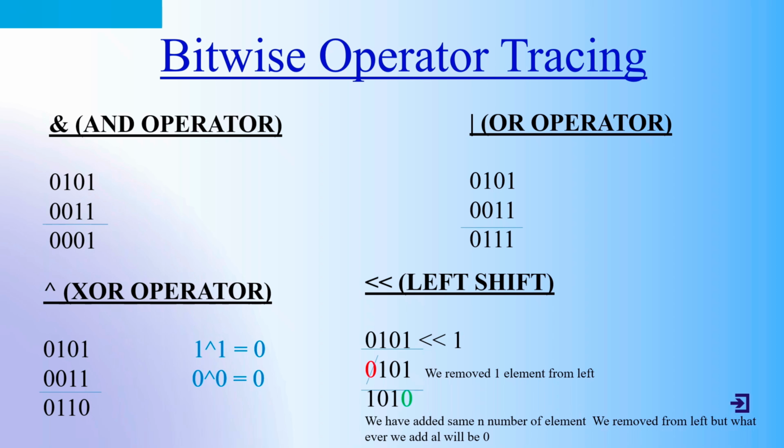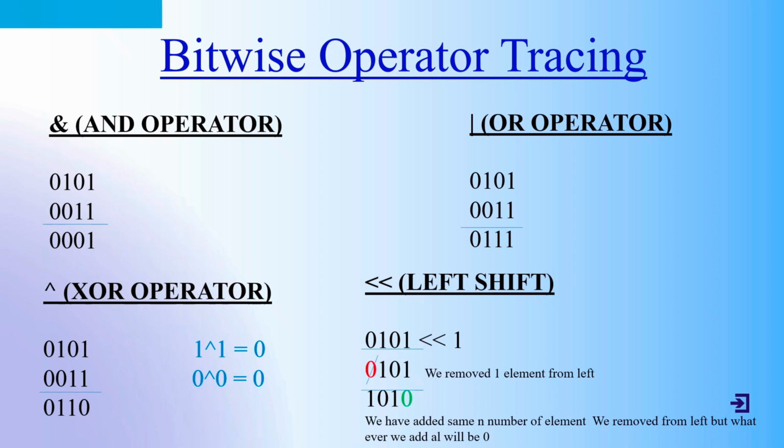In 2 power 1 position, for 5 it is 0, but for 3 it is 1, which is nothing but 0 or 1, which is 1. For 2 power 2 bit, for 5 it is 1, for 3 it is 0. 1 or 0 is nothing but 1. But in the last position, both 5 as well as 3 contain 0. It always returns 0.